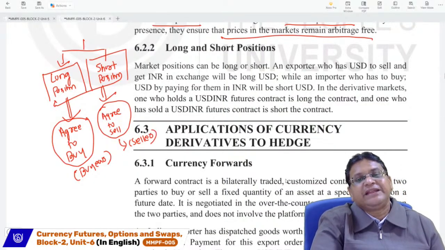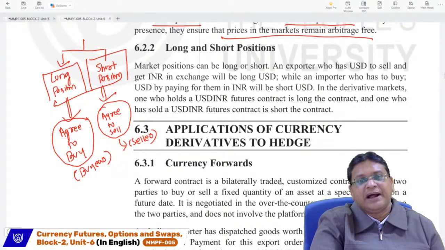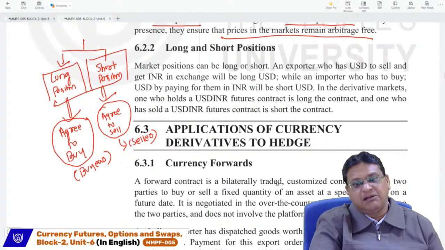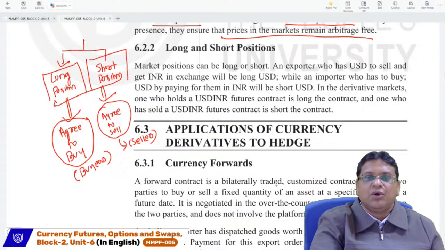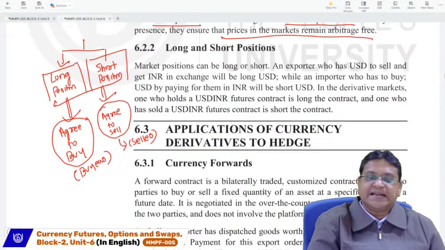Okay. So in a derivative contract, there are two types of position: long position and short position. Long means buyer, short means sell. Buyer holds long position, seller holds short position. Am I clear? Next.